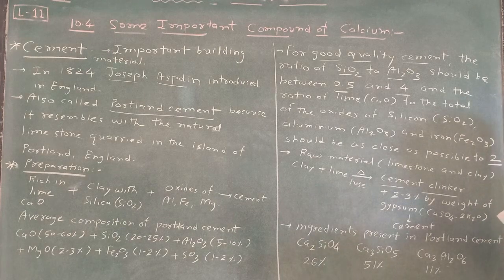Al2O6. Okay, the correct formula is Ca3Al2O6. It's correct. Okay, no problem. It's the correct formula, Ca3Al2O6.